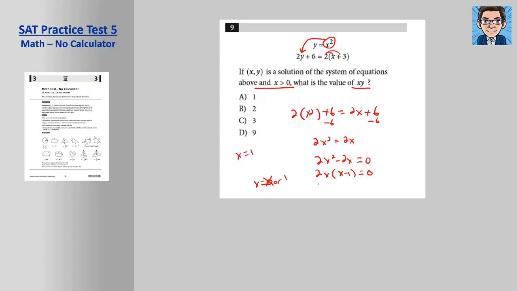But we're not trying to find x, we're trying to find x times y. So if we plug this back into the first equation, if x is 1, then y equals 1 squared, or y also equals 1. And so x times y is going to be 1 times 1, or 1. So our final answer is A, which is 1.